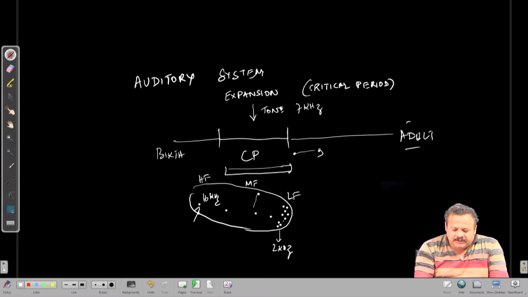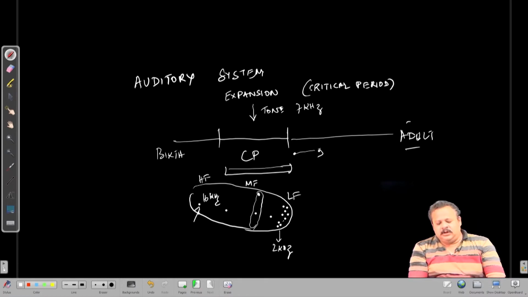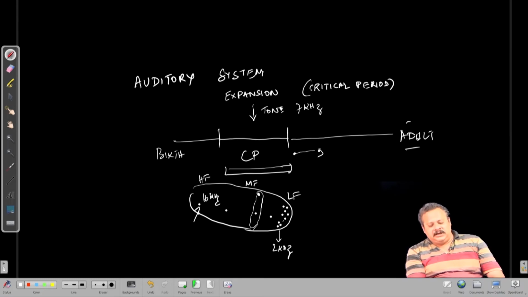So, 7 kilohertz being somewhere in between, this is the usual area of representation of 7 kilohertz, in the sense that you get neurons with a best frequency of 7 kilohertz.